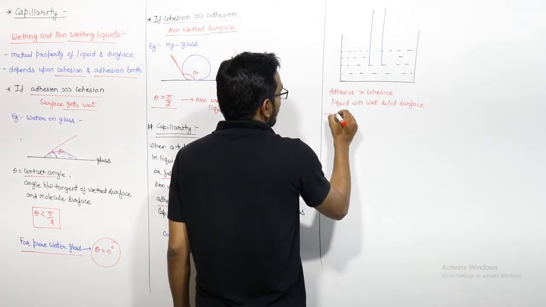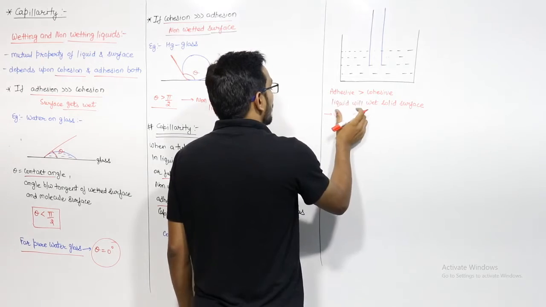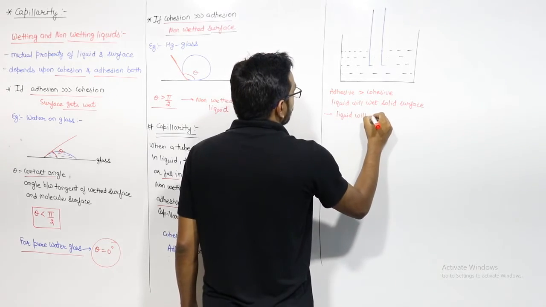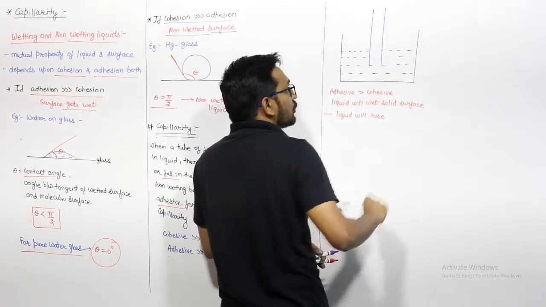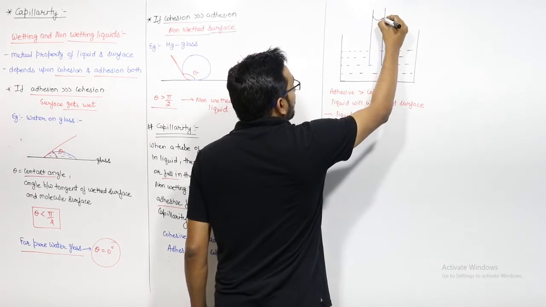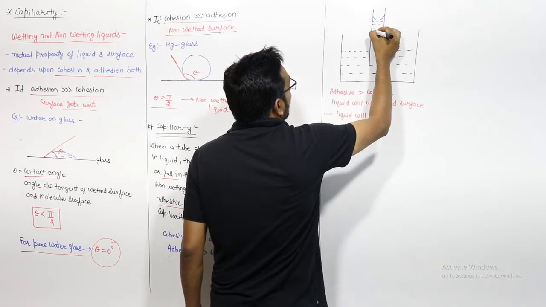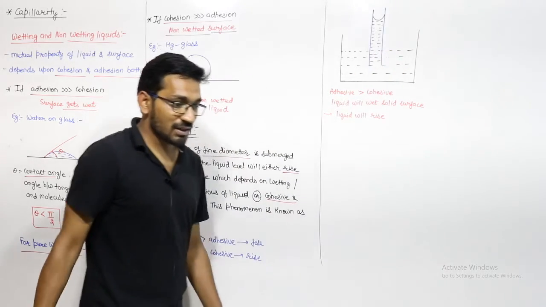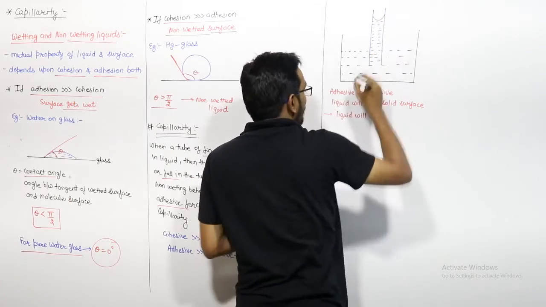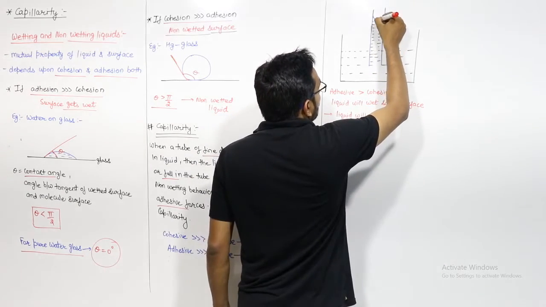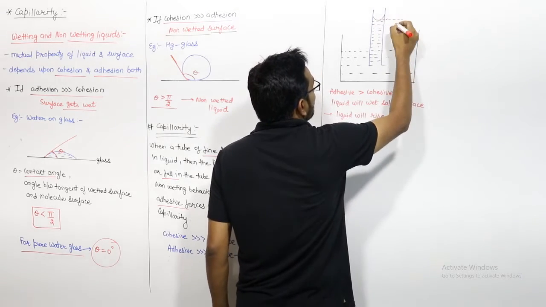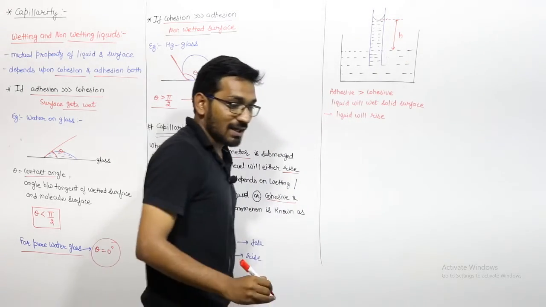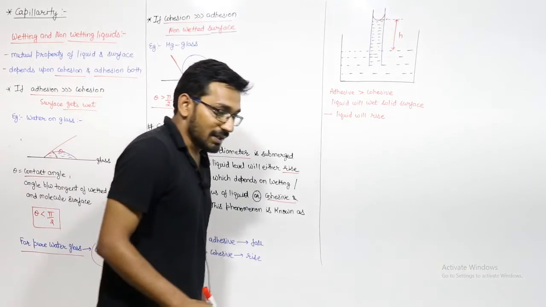In this case, the capillarity or the liquid level will rise. So in this tube, the liquid level will rise, and it will make this type of interface. So this is known as capillarity. This height by which the liquid will rise is known as capillarity rise, and we will denote it with the letter H.